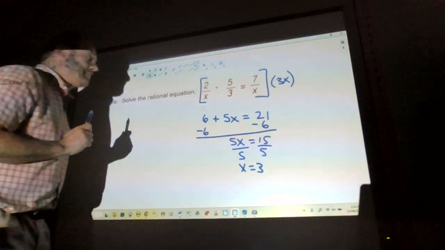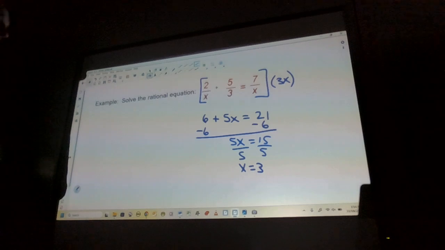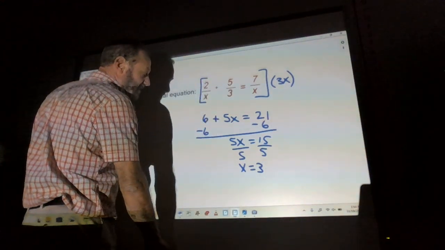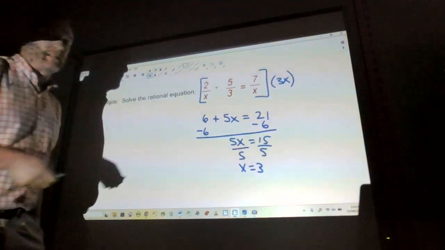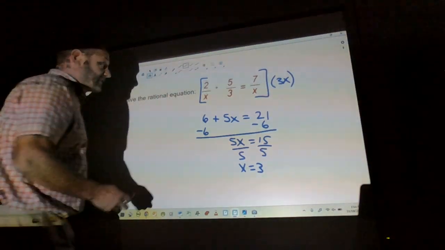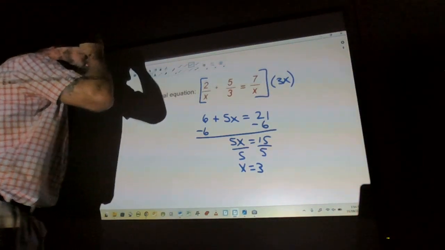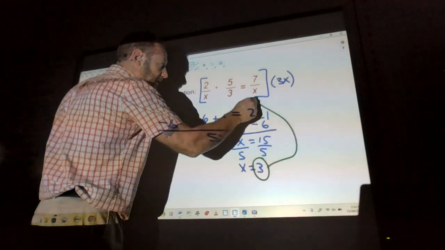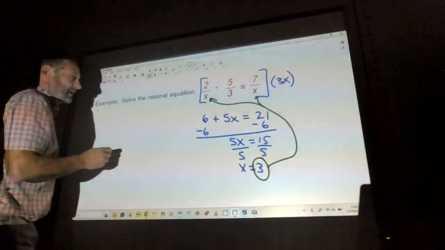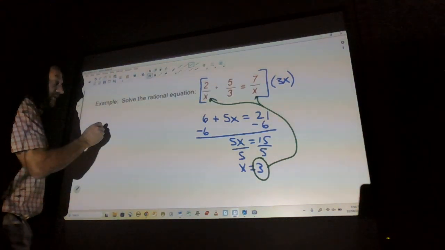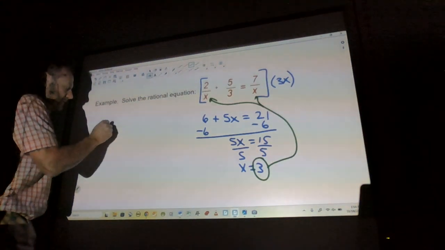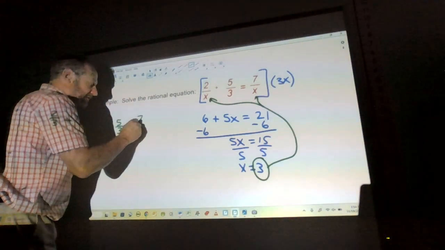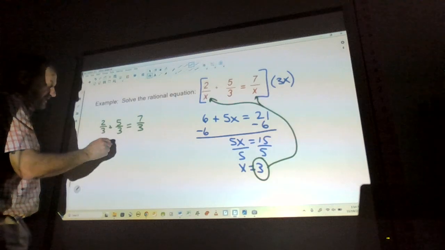Now, before I put a box around this answer and say that's my final answer, I should always check to make sure that it's correct, because sometimes we get extraneous answers. We've run into that term before. It's an answer that is an answer, but it doesn't really work. So I'm going to take this and plug it in here, and make sure that works. This is often the hardest part of the whole thing. So this would be 2 over 3 plus 5 over 3 should equal 7 over 3, and it does.